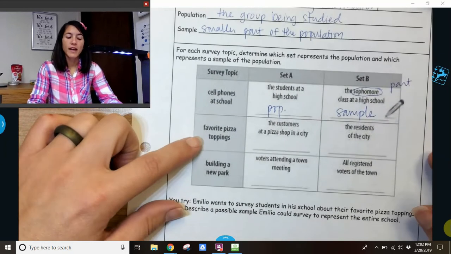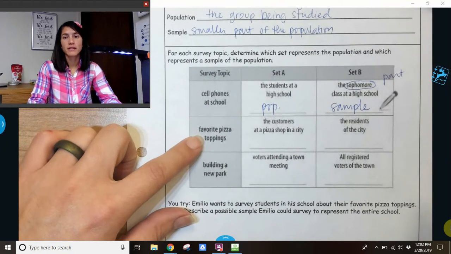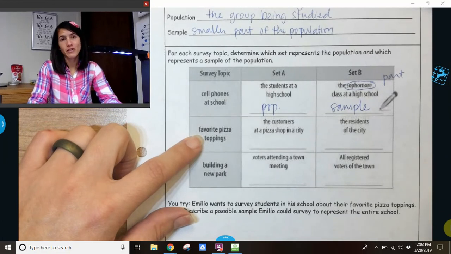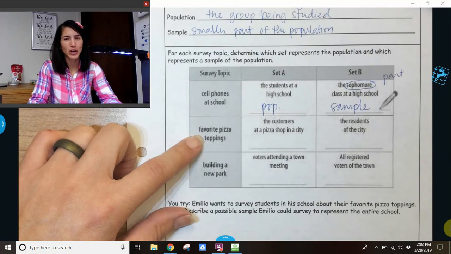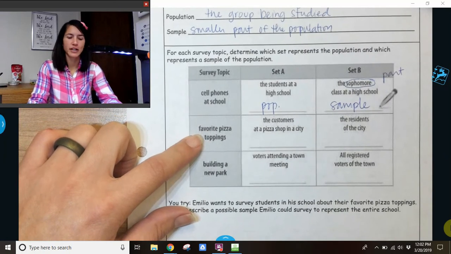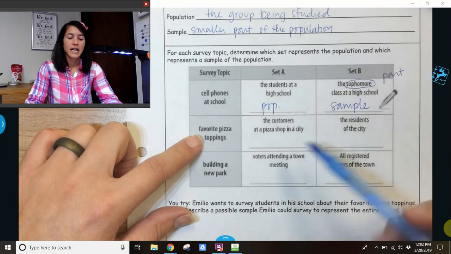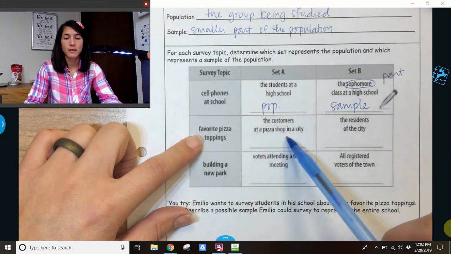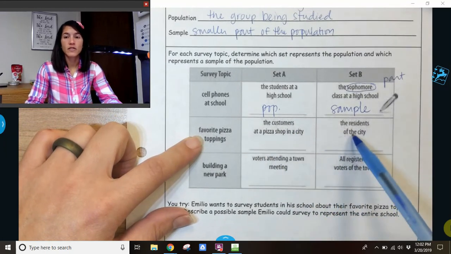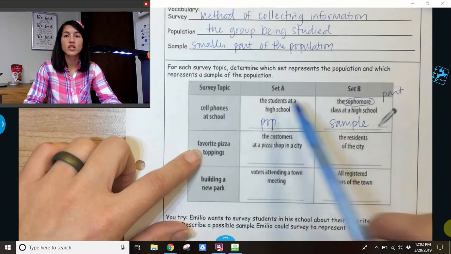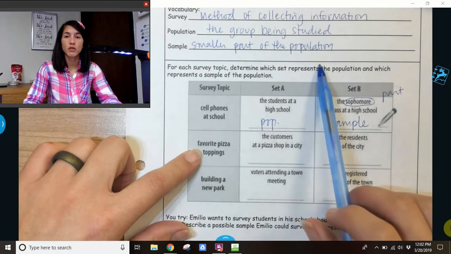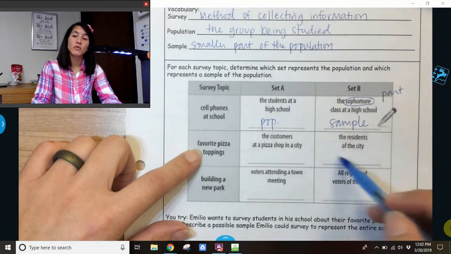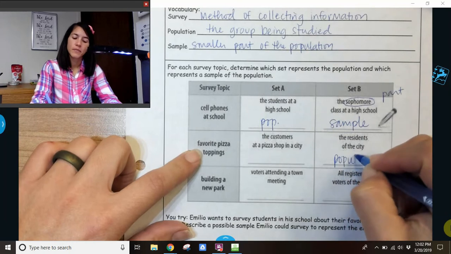All right. Favorite pizza toppings. I love pizza. In a questionnaire we did one time, it said, if you could only have one thing for the rest of your life for dinner, what would it be? And mine would be pizza. I could have pizza every day. Some people pick hamburgers, some people pick Mexican food, Chinese food. I'd eat pizza. So we have two groups. The customers at a pizza shop in the city, the residents of the city. So one of these is the group being studied, and one of these would be a smaller part. So the big group would be the residents of the city.